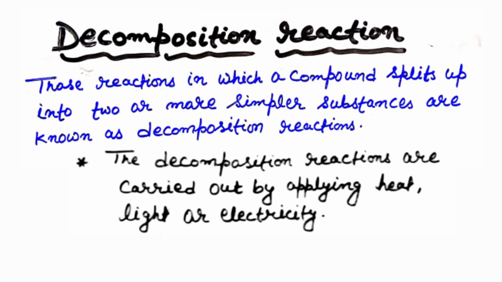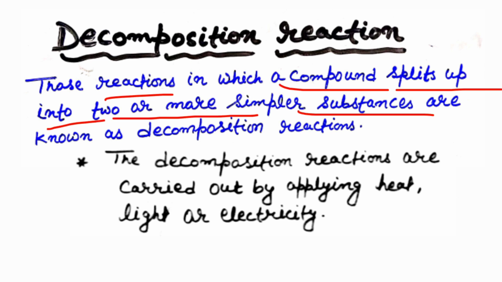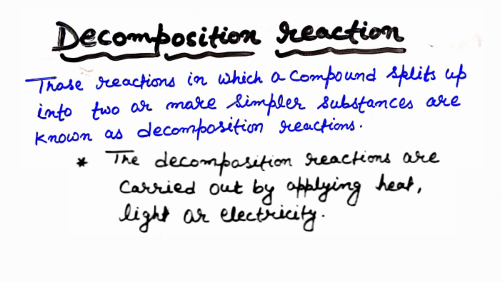Now, the second type of chemical reaction is decomposition reaction. So, let's start with the definition of decomposition reaction. Those reactions in which a compound splits or breaks up into two or more simpler substances are known as decomposition reactions. The decomposition reactions are carried out by applying heat, light or electricity.